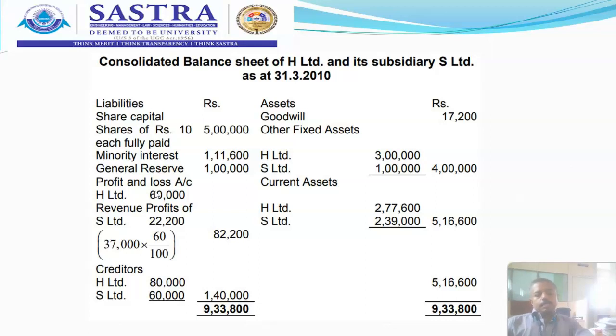So you can now copy in your notebook one by one and practice yourself with many more sums and notes which are given in the particular chapter under the Swayam network. I hope you understood and had a great day learning about goodwill, minority interest along with the preparation of the consolidated balance sheet of H Limited and its subsidiary S Limited.